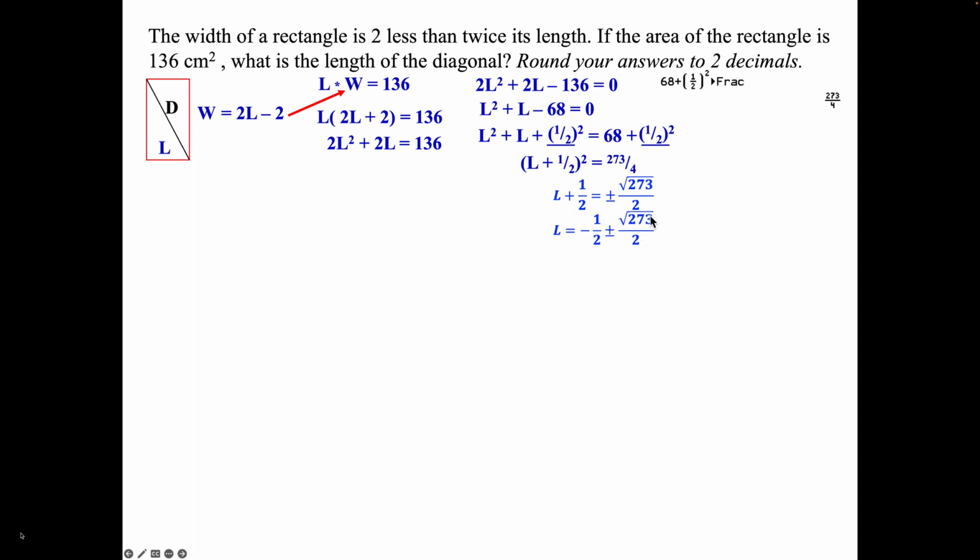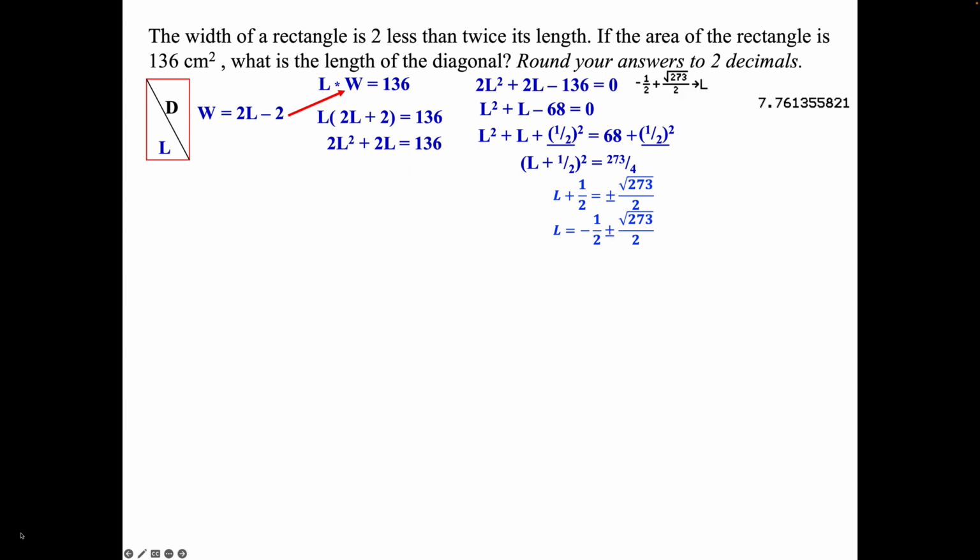So I'm looking at this 273. Okay, so let's see. Square root of 100 is 10. And this is 273. So we're looking at a pretty good sized number here, which is definitely bigger than a half. So subtracting this fraction from a negative 1/2 is just going to give us a bigger or smaller negative, however you want to look at it. So we're only going to do the plus sign.